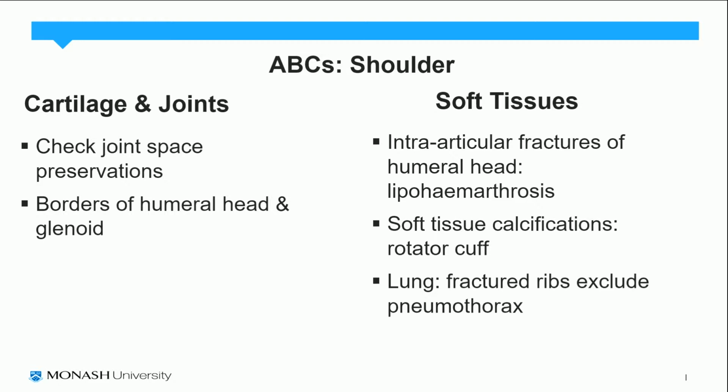Soft tissue injuries, so intra-articular fractures of the humeral head, could also result in a lipohemarthrosis. If we look at some of the common soft tissue calcifications, we want to look at the rotator cuff. And then also with fractures of the shoulder, if there's a fractured rib, you need to exclude whether there's been an injury to the lung, which can result in a pneumothorax.